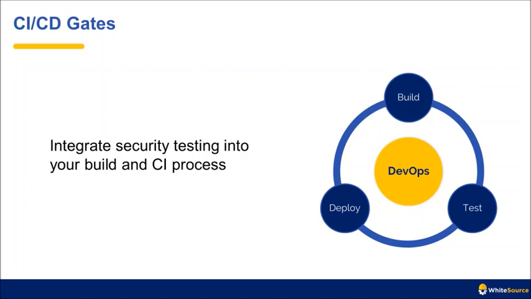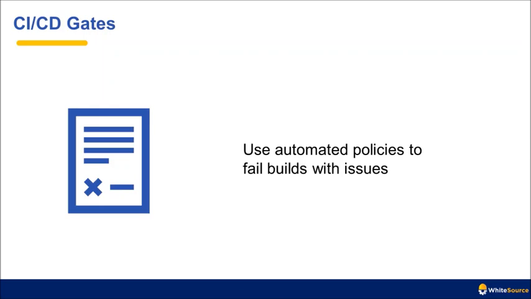Now, what do we actually do when we find a vulnerability in one of our builds or one of our applications? What we do is we use automated policies to actually fail the builds when they have issues. So for example, if I have a functional issue or a functional bug, of course, everyone knows that I will automatically fail the build. Now we want to give that approach to security as well. This means that if I have a high severity security vulnerability, I will automatically fail the build and let the developers know that they need to change something.